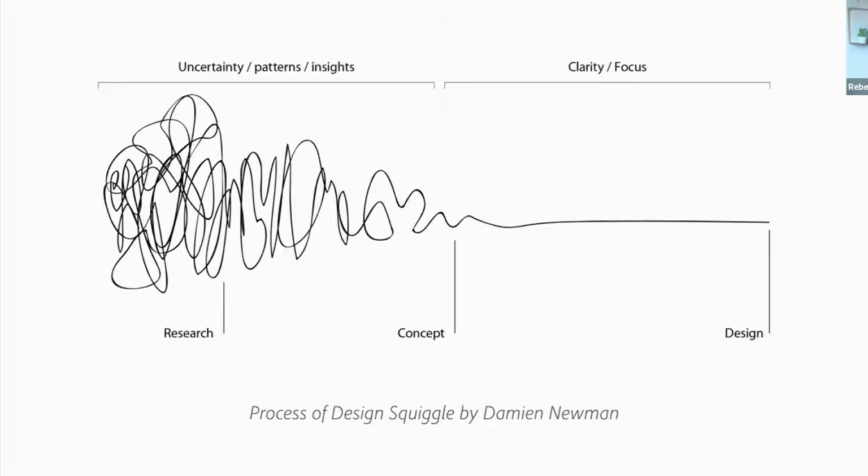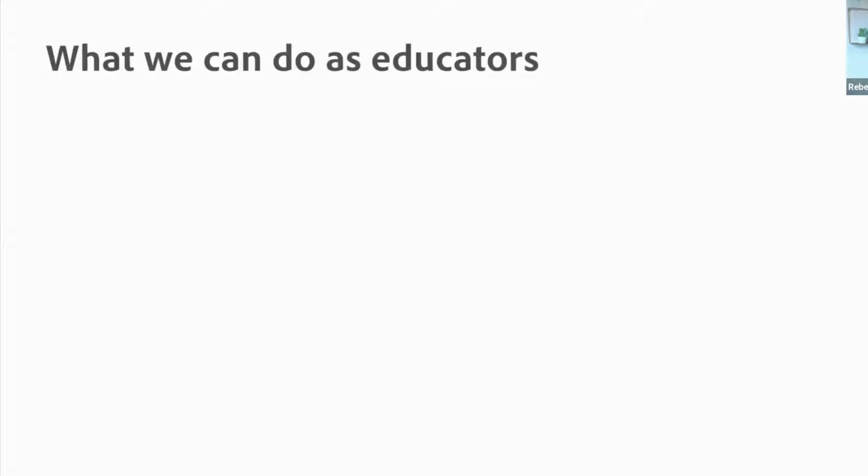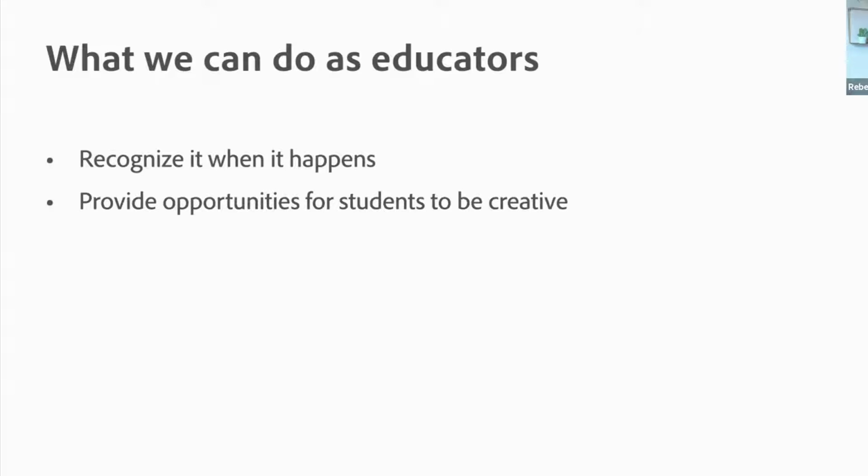So what can we do to help students learn to navigate the squiggly line space? This is what we're going to cover. First, we're going to recognize creativity when it happens. If you can't recognize it, then you cannot encourage it, you cannot give feedback on it, you cannot foster it. We're going to provide opportunities for students to be creative. We're going to be intentional about it.